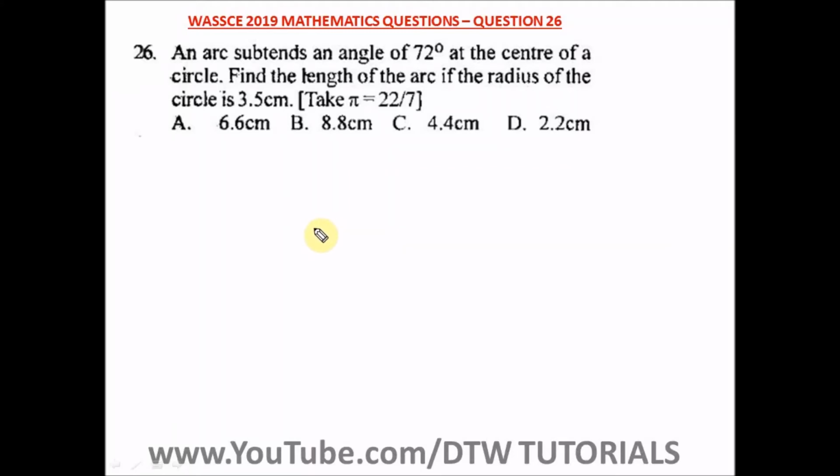Question 26 of the WAEC 2019 Mathematics Past Question. It says an arc subtends an angle of 72 degrees at the center of a circle.